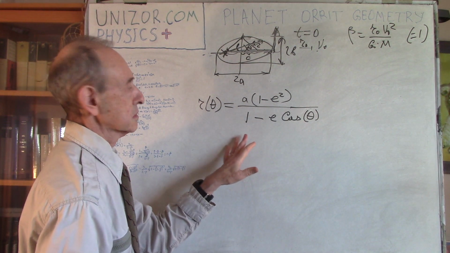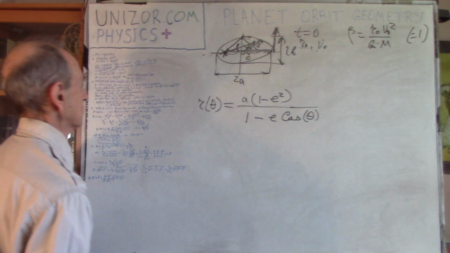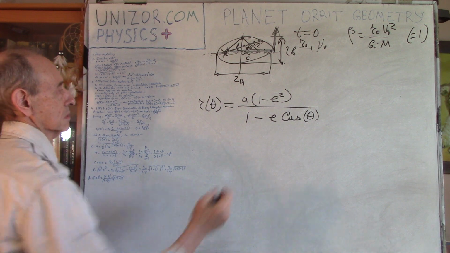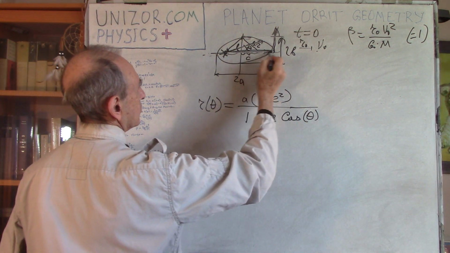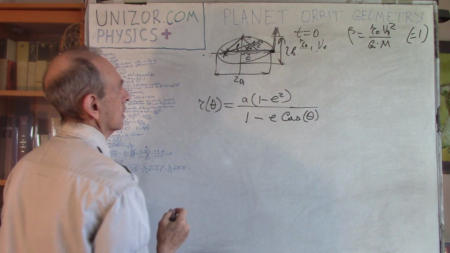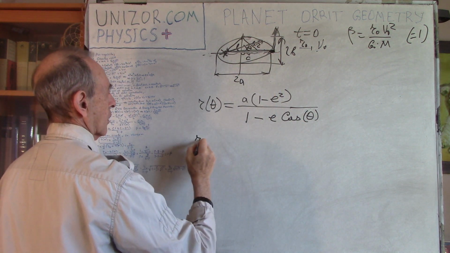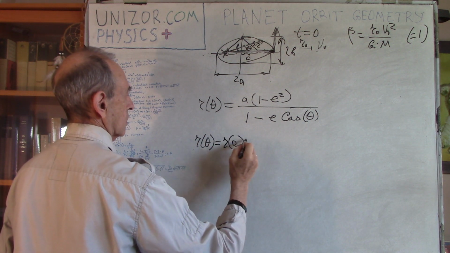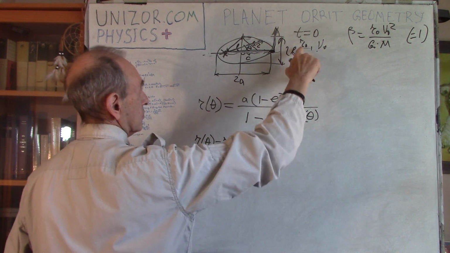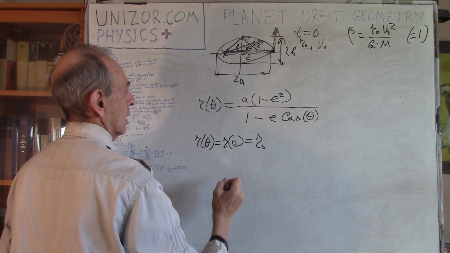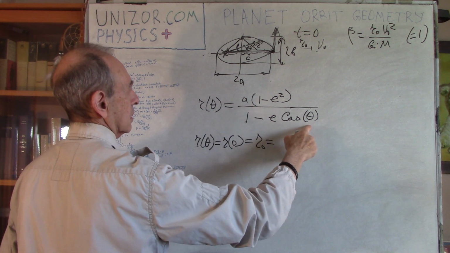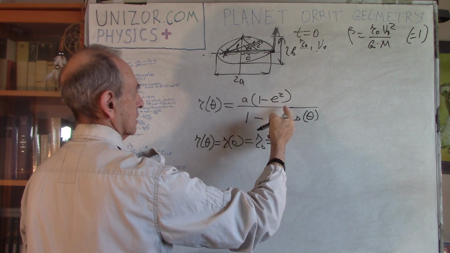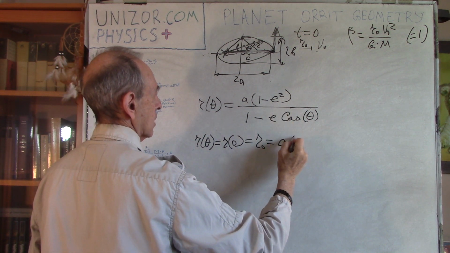But I do consider it as known and given. Okay. Now, what happens if I put theta equal to 0? My point is here. So my r of 0, which is r0, it's given, right? This is given. And it's supposed to be equal, cosine of 0 is 1, so it would be a times (1 minus e squared) divided by (1 plus e), so it's a times (1 minus e).